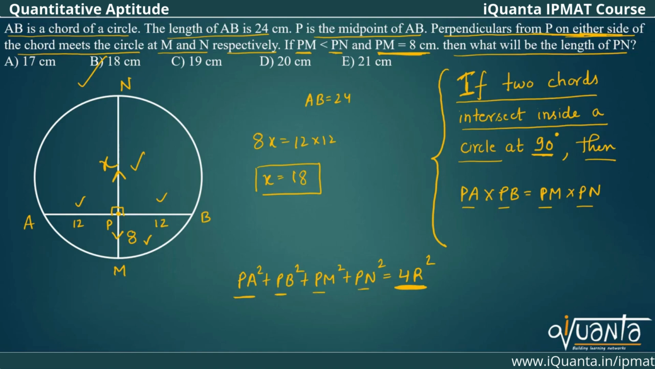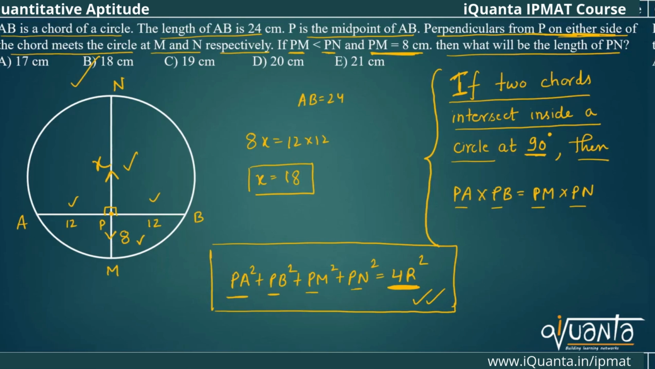So if the examiner expands this question in such a way that first of all you have to find out the length of PN, and later on he can ask you the radius of this circle, then you have to apply this particular formula over there. I hope you will remember these. These are very easy formulas and it will take you around 1 to 2 minutes to solve such a question. So I hope this is clear.